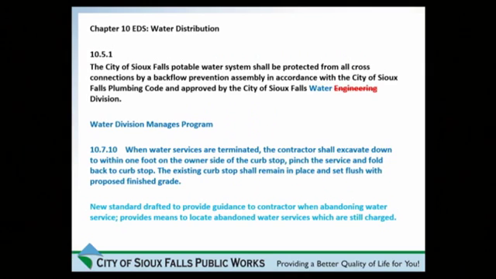Item 5.1, we had a change of the guard, I guess you'd say, with our backflow prevention cross-connection control program. That is now managed by the water division and no longer managed by the engineering division.